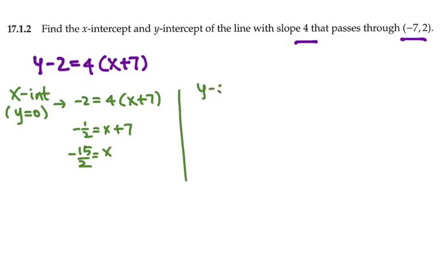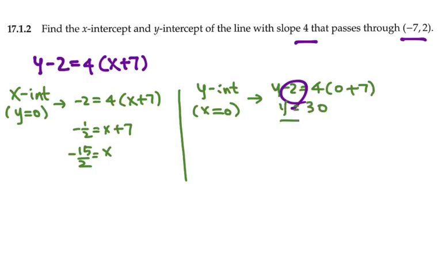Let's go for the y-intercept. That's right, when x equals 0. From the equation, I'm going to plug in 0 in place of x. Then we'll get something like this. Now 4 times 7 becomes 28. And we just have to move negative 2 to the other side. Then y becomes simply 30. So the y-intercept is 30 and the x-intercept is negative 15 over 2.